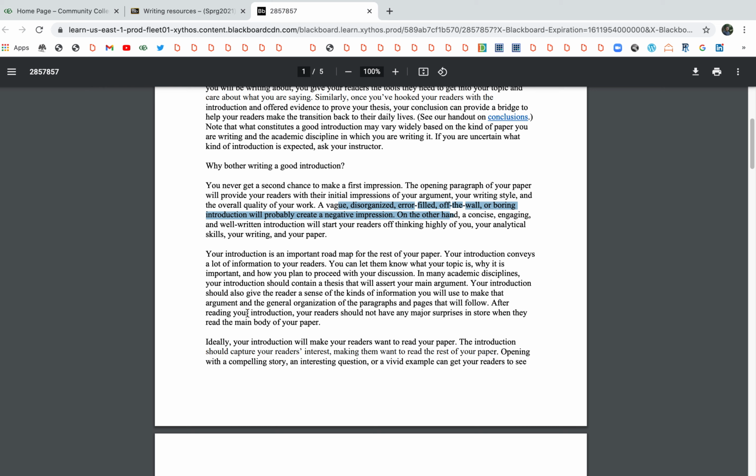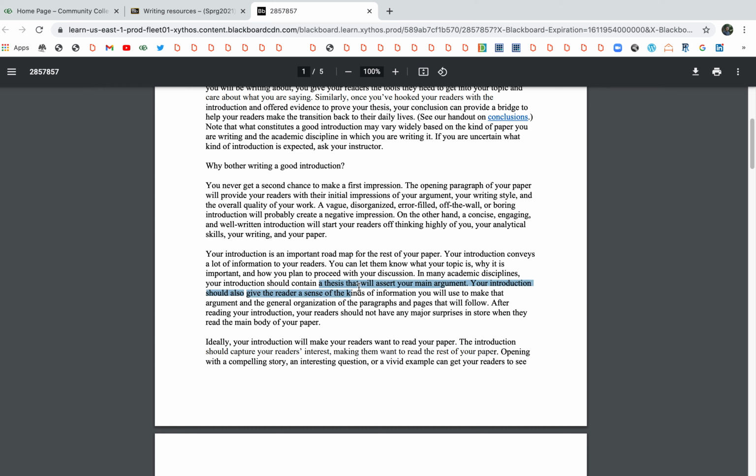And we'll talk about this a little more as we move on. Your introduction is an important roadmap for the rest of your paper. Your introduction conveys a lot of information to your readers. You can let them know what your topic is, why it is important, and how you plan to proceed with your discussion. In many academic disciplines, your introduction should contain a thesis that will assert your main argument.